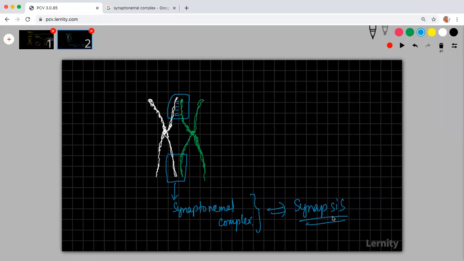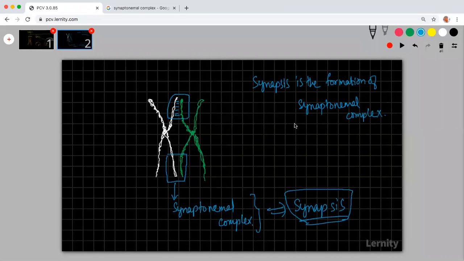Okay, are we able to understand? So along with yesterday's notes, please just add this one point alone. Synapsis is the formation of synaptonemal complex. Pairing of chromosomes.